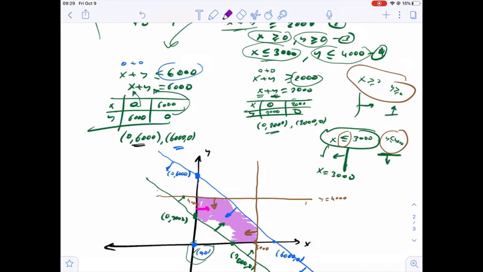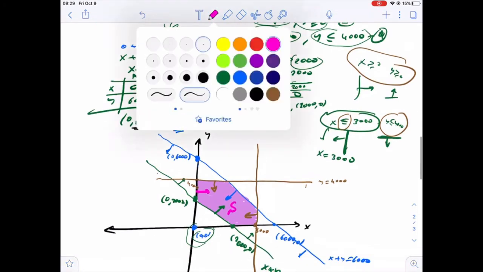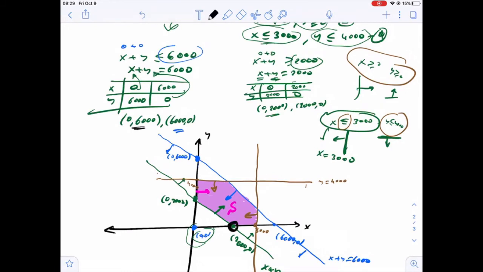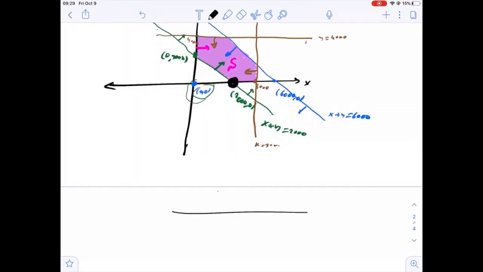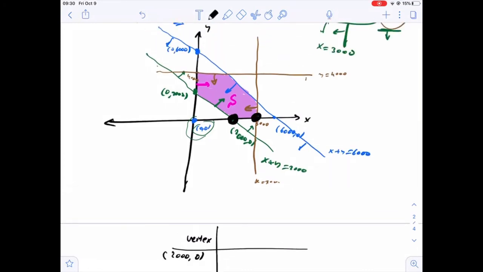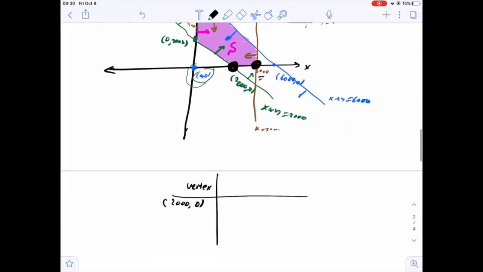Okay, so after determining this region, this is the region S. So let's call it region S. And now we need to determine the vertices. The vertices of this region are 2000. Let's make a table here with the vertices. We have 2000, and we have this vertex here. This is 3000.